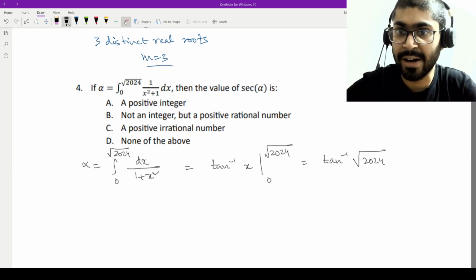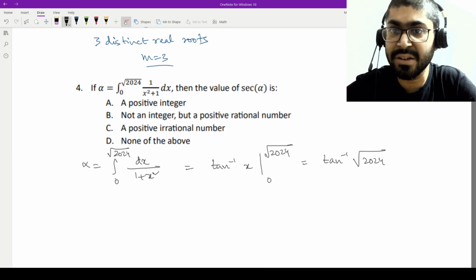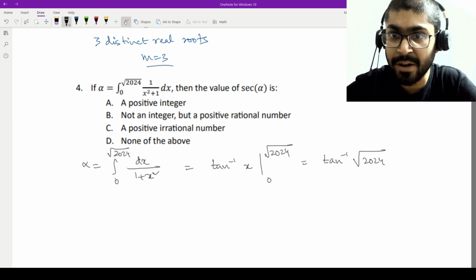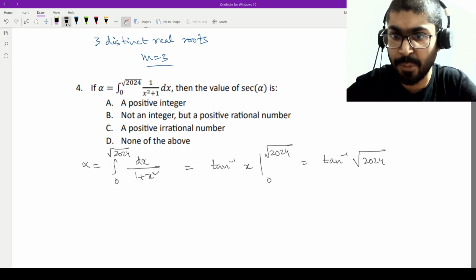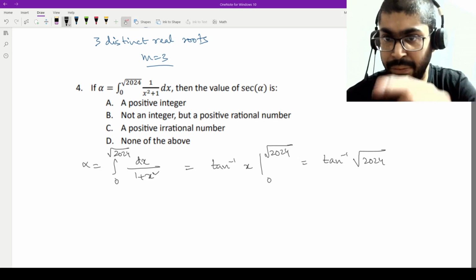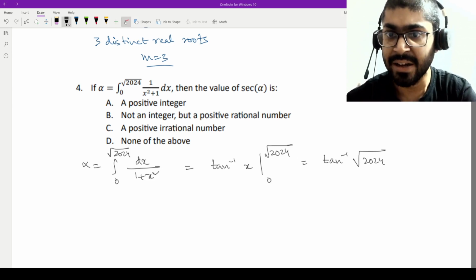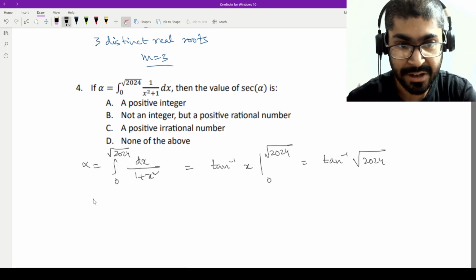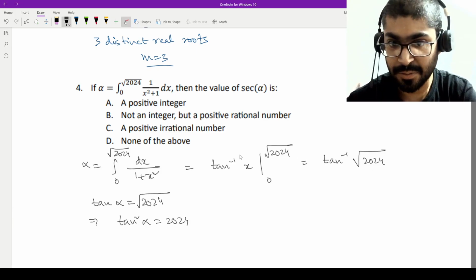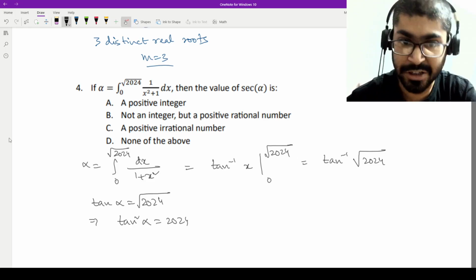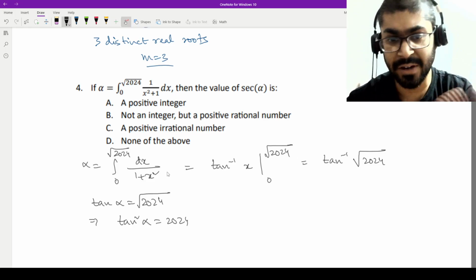So let us not write that down. Now tan inverse root 2024 is in the first quadrant, isn't it? Because it's a positive number. Tan is positive in the first quadrant as well as in the fourth quadrant, but since this is a positive number, we would put it in the first quadrant, right? So if alpha is tan inverse root 2024, then tan alpha would be equal to root over 2024 and tan square alpha would be equal to 2024.